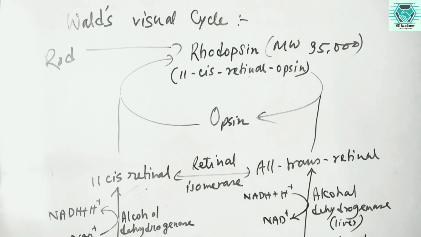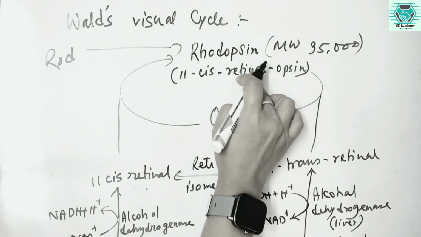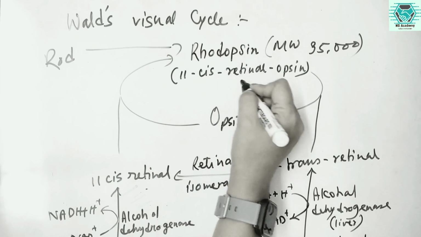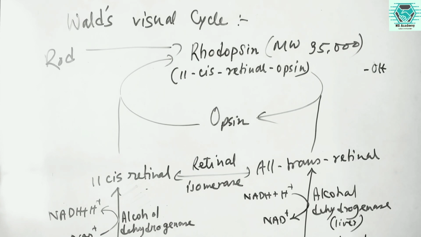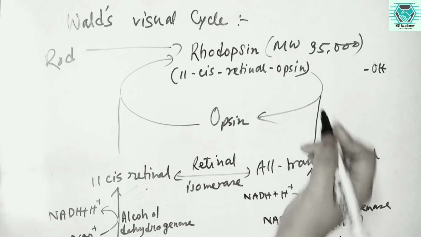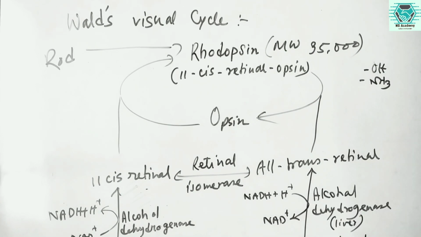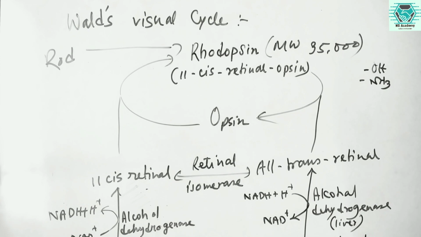The aldehyde group is linked to the amino group of the lysine of the opsin. So the retinal has the aldehyde group. I am not showing the chemical structure here, but if you go through it, it has the aldehyde group, and the opsin has the amino group of the amino acid lysine. So both of them make a compound, that is 11-cis retinal opsin.